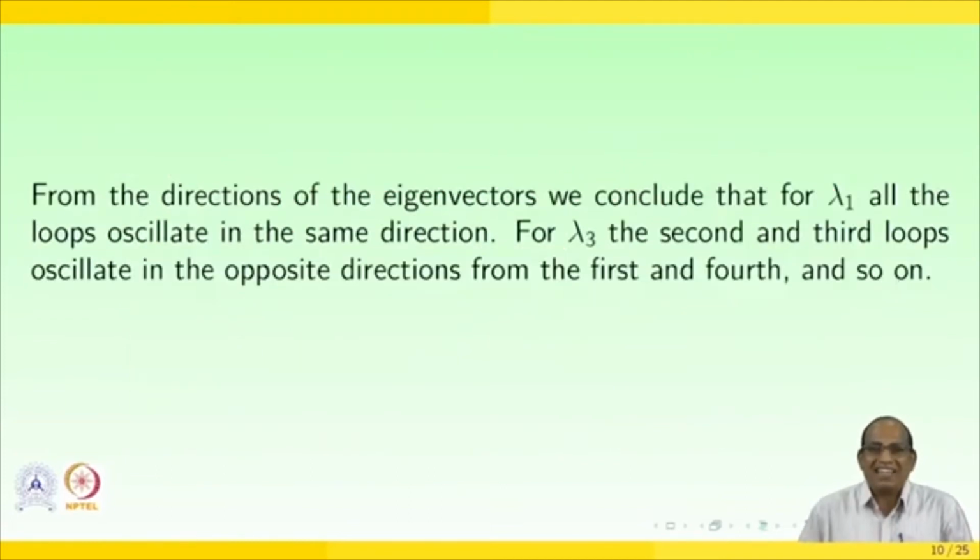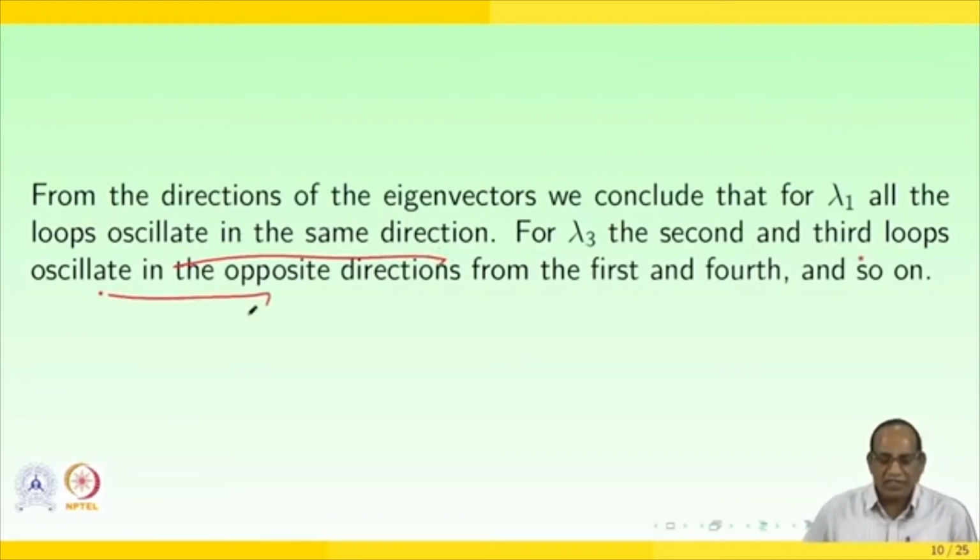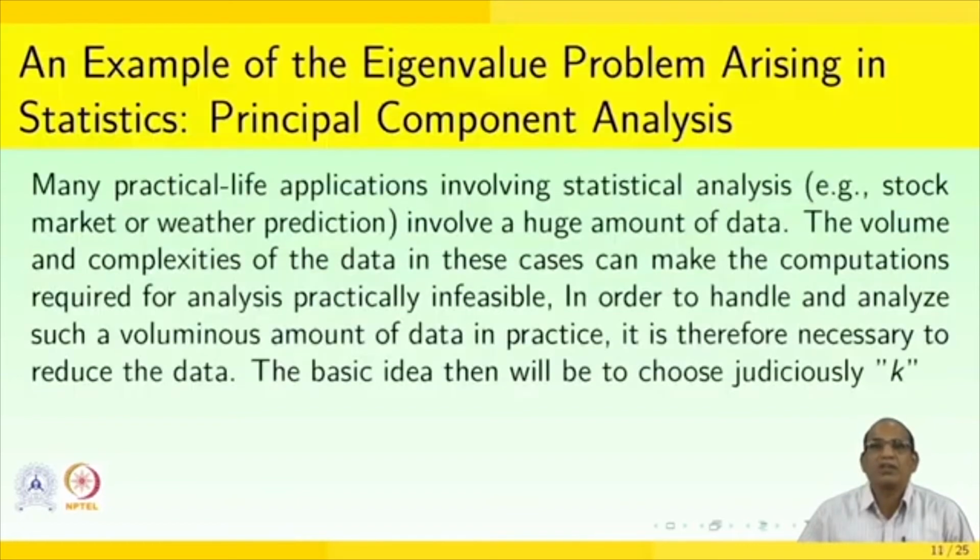Now, from the directions of the eigenvectors, we conclude that for lambda 1, all the loops oscillate in the same direction. For lambda 3, the second and third loops oscillate in the opposite direction from the first and fourth, and so on and so forth.